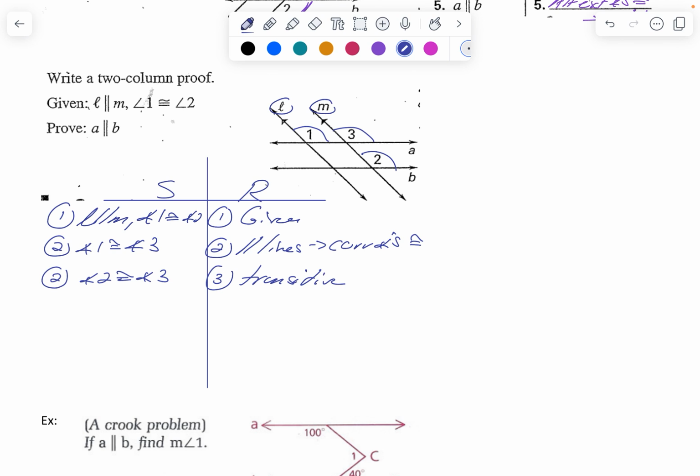And then now if angles 2 and 3 are congruent, oops, that should have been a 3. If angle 2 is congruent to angle 3, with regard to lines A and B, they would be corresponding angles. So we can now say A is parallel to B, because if corresponding angles are congruent, then we have parallel lines. So very similar to the last proof, but different, corresponding instead of alternate exterior.